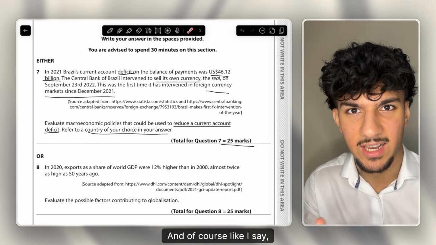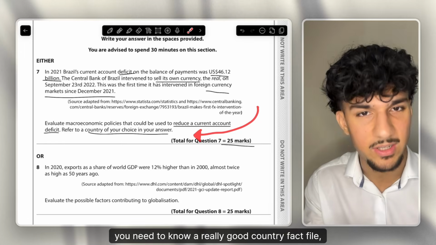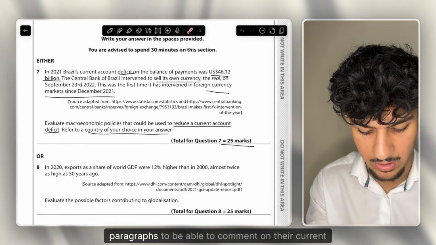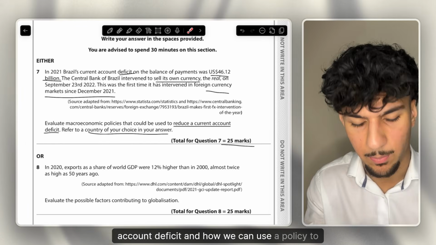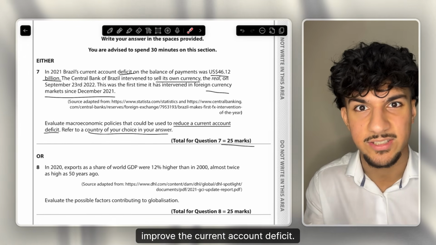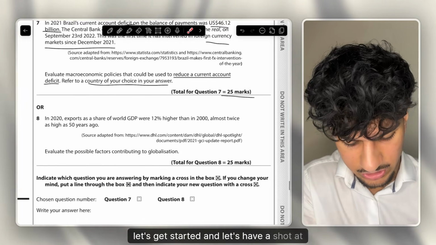And of course, like I emphasised, real world application. Here again, you need to know a really good country fact file, maybe one or two for like 2 different paragraphs, to be able to comment on the current account deficit and how we can use a policy to improve it. So definitely just shows the need for real world application. But let's get started and have a shot at answering this.